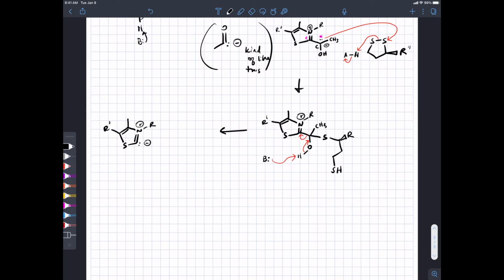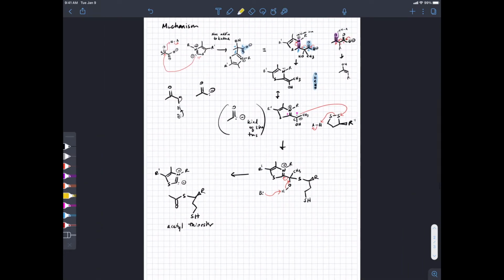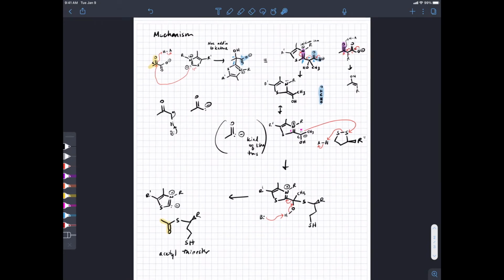And then look at what's left. We now have an acetyl thioester, where the two carbons from pyruvate that are there end up here. Okay? Questions you want to ask about that step?